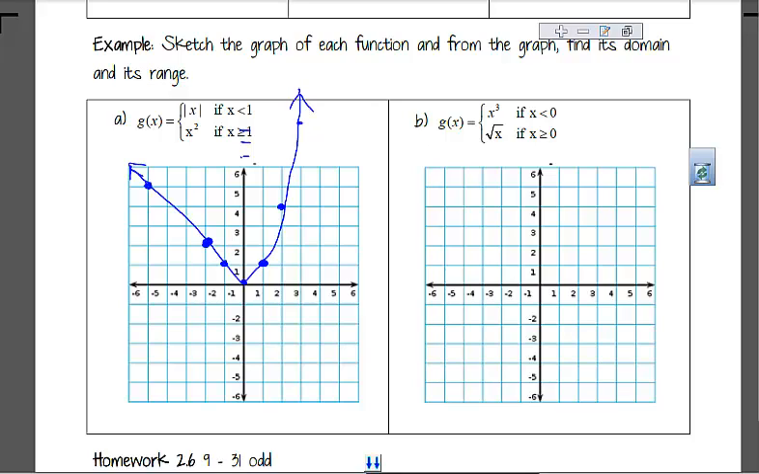Yes, that's right. Oh, well, for the range, you're right. The range would be from 0 to infinity. Okay, but the domain is all real numbers. Okay.